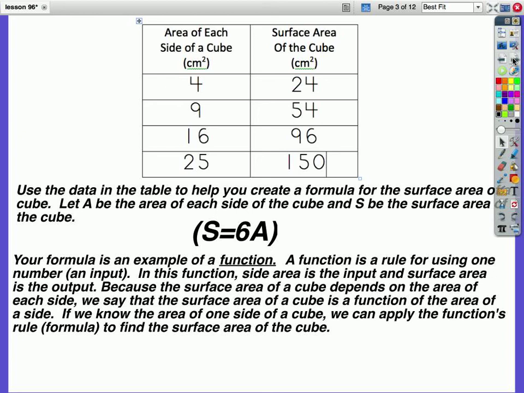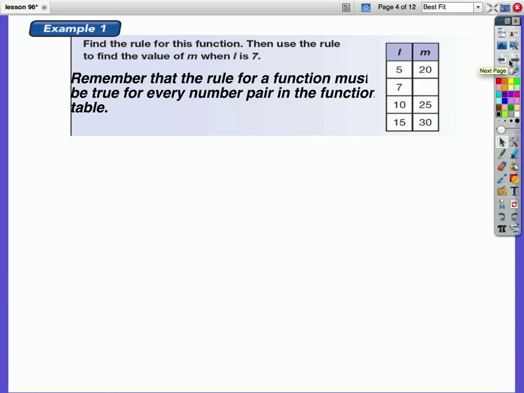A function is a rule for using one number, an input. In this function, side area is the input and surface area is the output. Because the surface area of a cube depends on the area of each side, we say that the surface area of a cube is a function of the area of a side. If we know the area of one side of a cube, we can apply the function's rule, or the formula, to find the surface area of a cube. So the numbers in the first column we put into the formula, and the numbers in the second column are what comes out of the formula. So the first column is in, the second column is out.